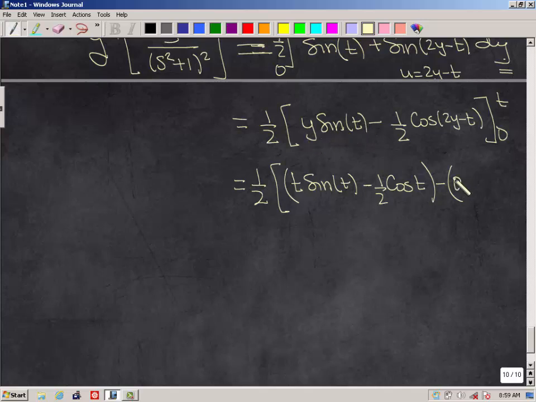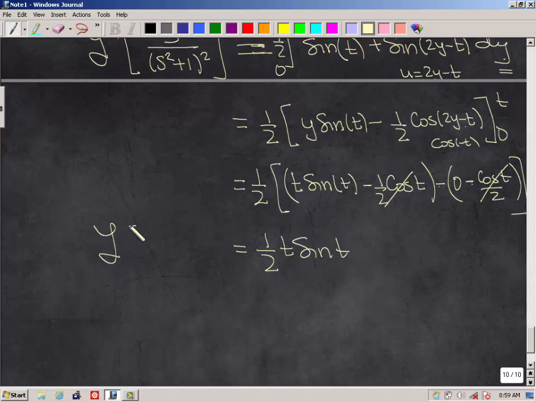is 0, minus, when I plug in the lower limit here for y, you get cosine of negative t, but cosine is an even function, so cosine of negative t is the same as cosine of t, and then you have that half. When you distribute this, negative and negative will become positive, these will cancel, so you'll end up with 1/2 t sine of t. So that is the inverse of this.